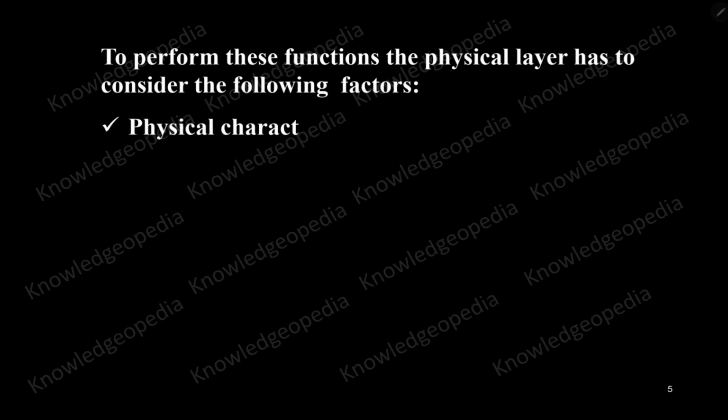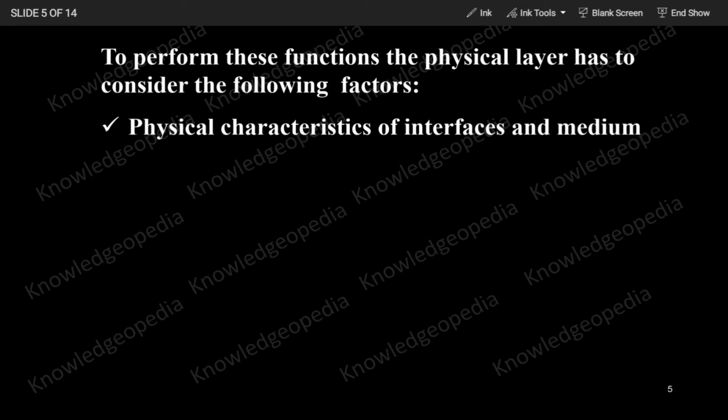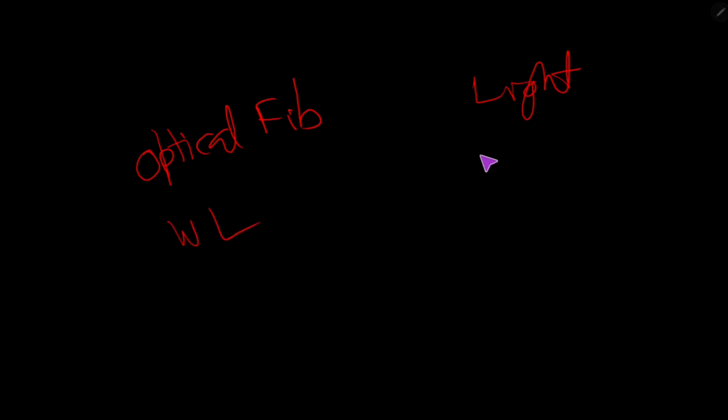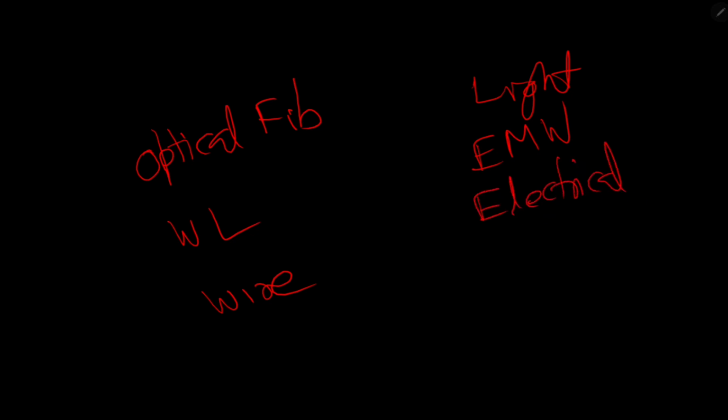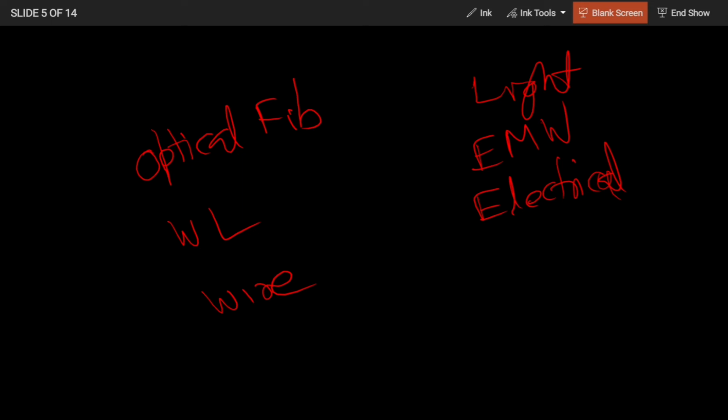What are those factors? Physical characteristic of interface and medium. What is the meaning of physical characteristic of interface and medium? If the medium is optical fiber, in that case, the signals should be in the form of light. We use laser lights. If the transmission medium is wireless, in that case, we have to transmit in electromagnetic wave. If the transmission medium is wire, we can use electrical signal. So depending on the transmission medium, the signal form also changes.